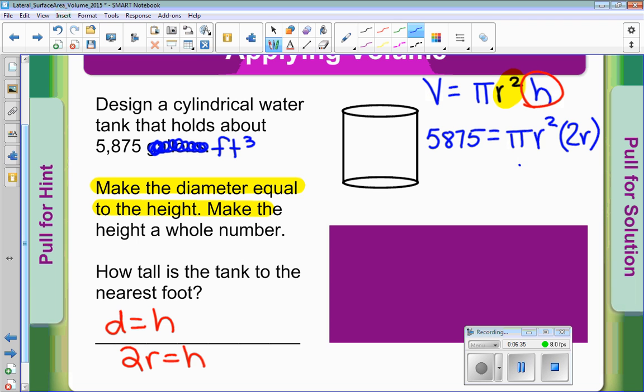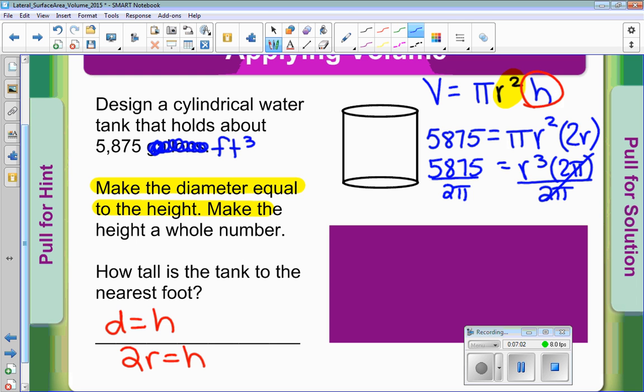So I'm going to say r cubed, and then I have 2 pi, and it's equal to 5,875. Well, I'm trying to solve for r. 2 pi. We good so far? So what is 5,875 divided by 2 pi?